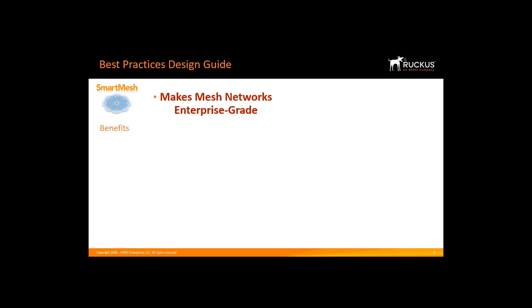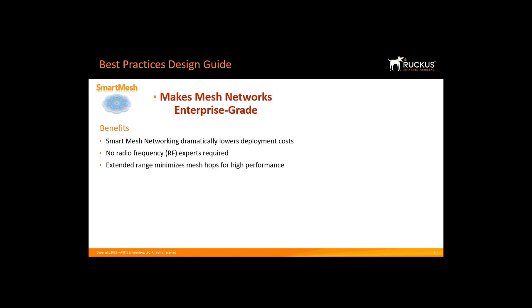The benefits of SmartMesh include dynamically lowering development costs. The installer does not require any specific RF expertise. SmartMesh extends the range by minimizing the hop count. This ensures the highest performance. Ruckus supports a hybrid mesh architecture, which expands the mesh without reducing the throughput.